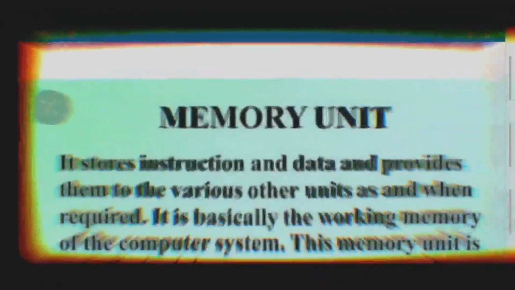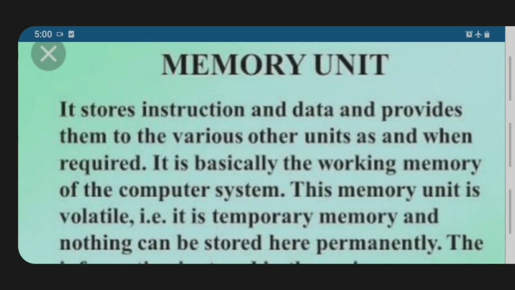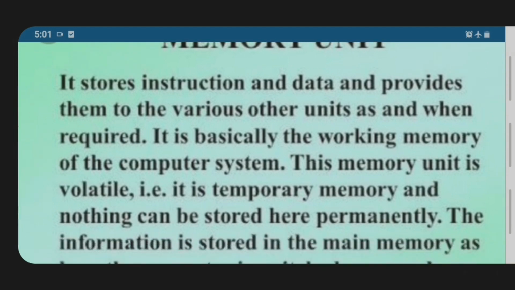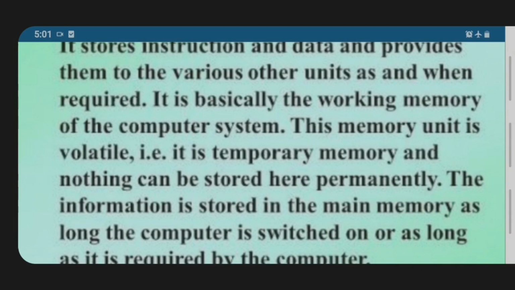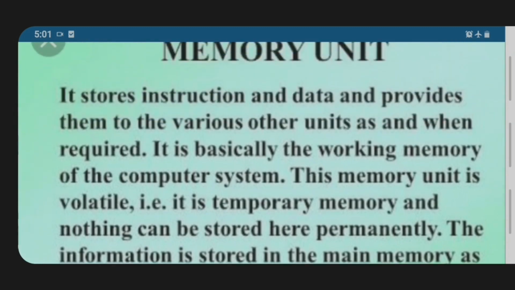So here you can see the memory unit. What is a memory unit? It stores instructions and data and provides them to the various other units as and when required. It is basically the working memory of the computer system. This memory unit is volatile, that is, it is temporary memory, and nothing can be stored here permanently. The information is stored in the main memory as long as the computer is switched on or as long as it is required by the computer. This is called memory.